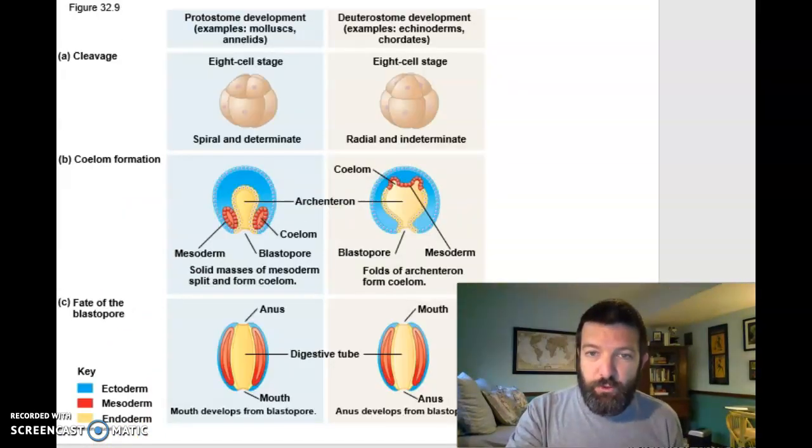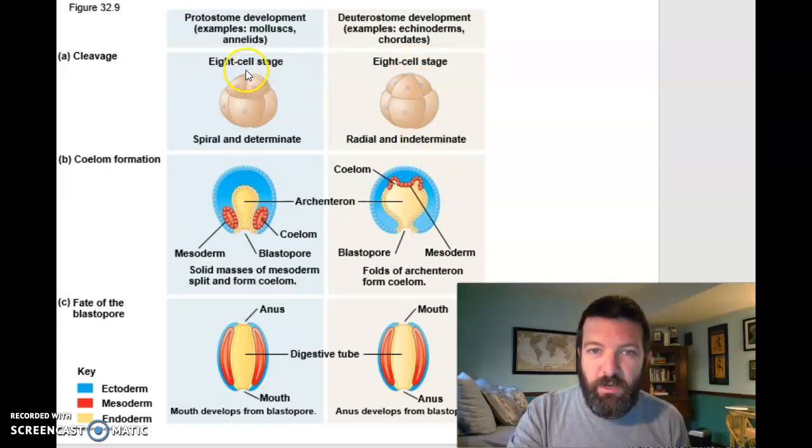And it turns out this protostome development or deuterostome development are associated with other developmental traits as well. So protostomes tend to undergo spiral cleavage, whereas deuterostomes undergo radial cleavage. So in radial cleavage, you can see these lines where you have cleavage forming between the cells, kind of in this, 4, 8, 16, 32 cell stages.